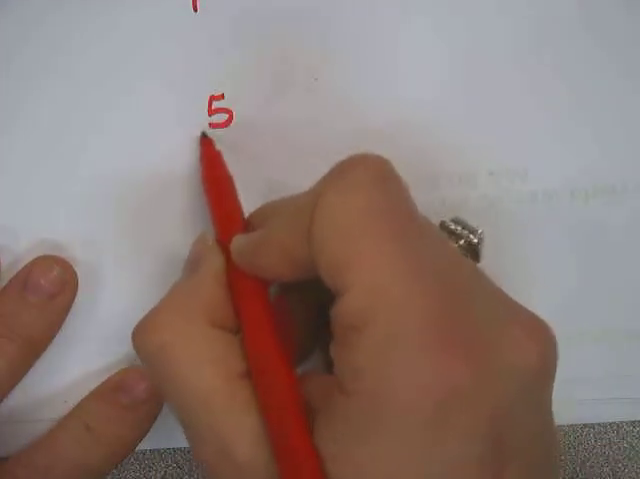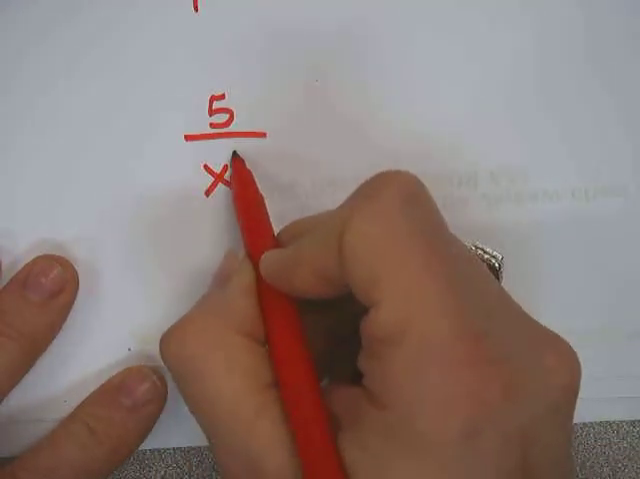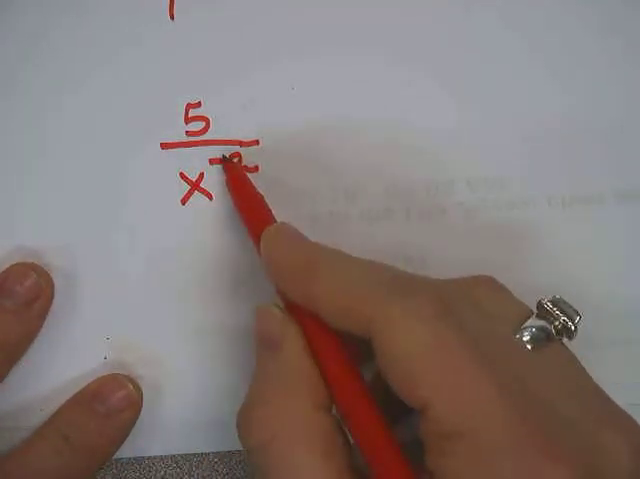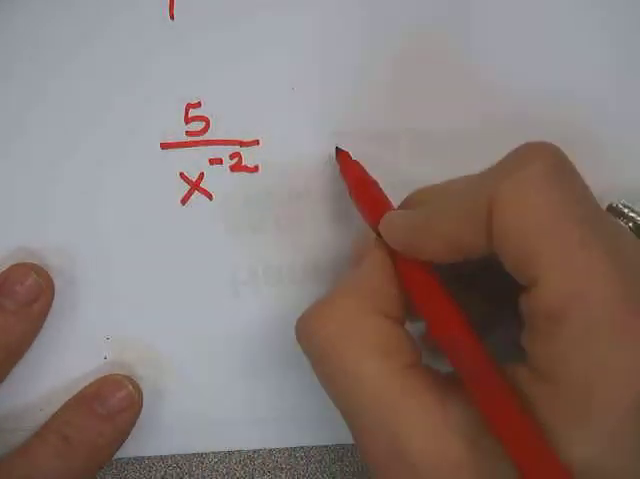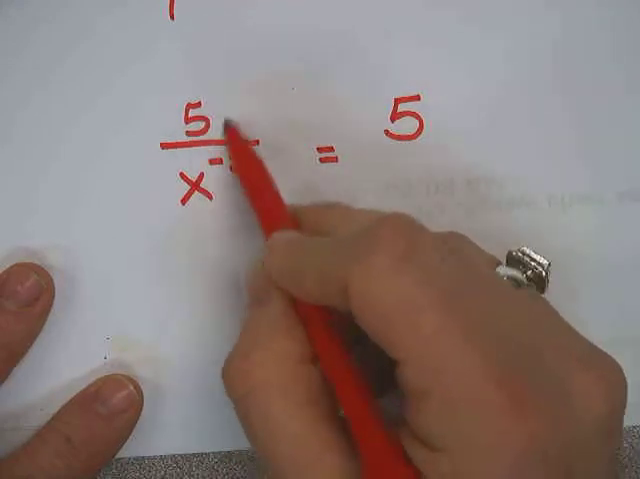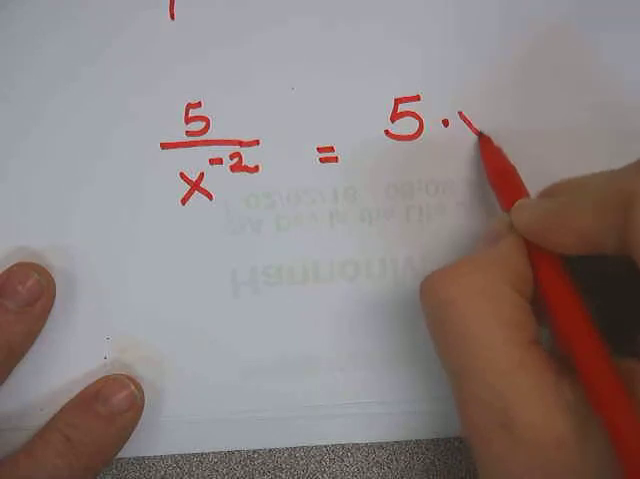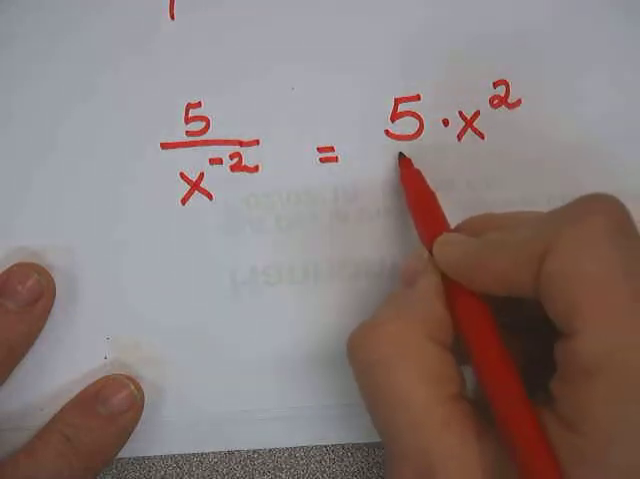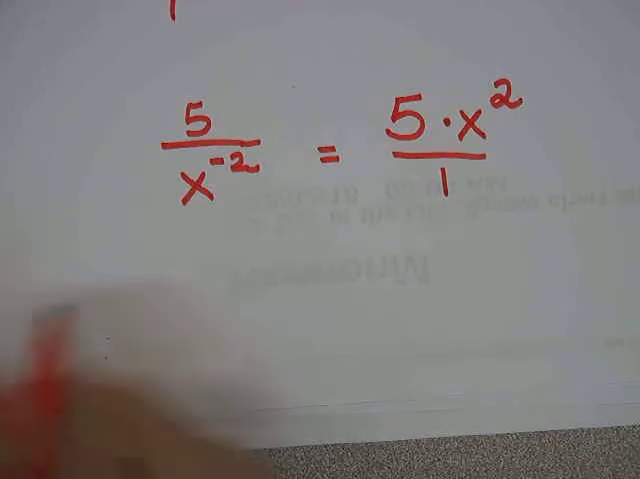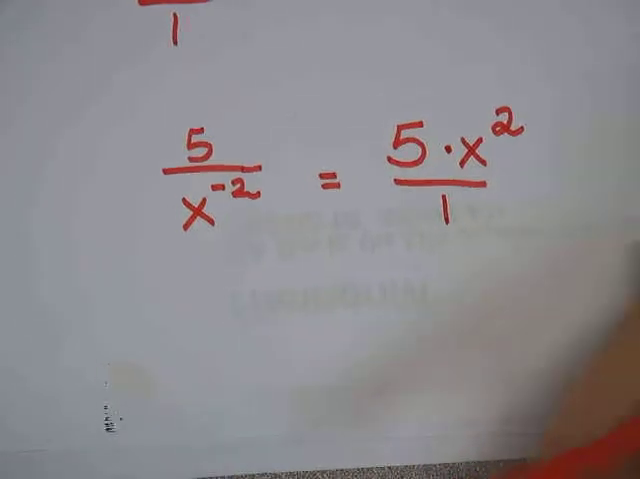Okay. If you have an expression that already has something in the basement that's negative, it turns positive and comes to the opposite. So it basically sends it to the opposite location. So the 5 is untouched, but in this case, that would equal 5x squared. Okay, so that's just by definition.